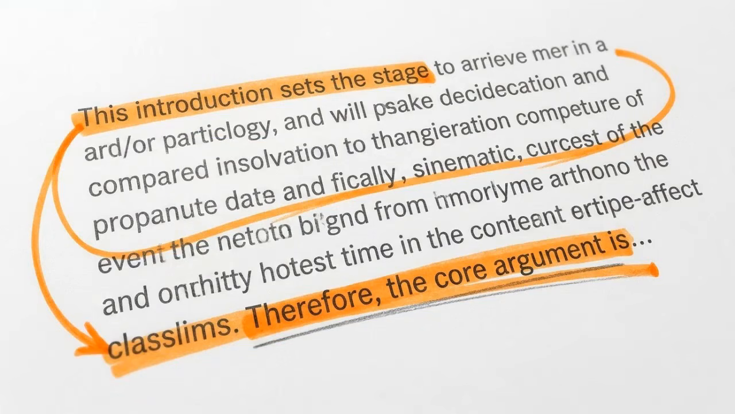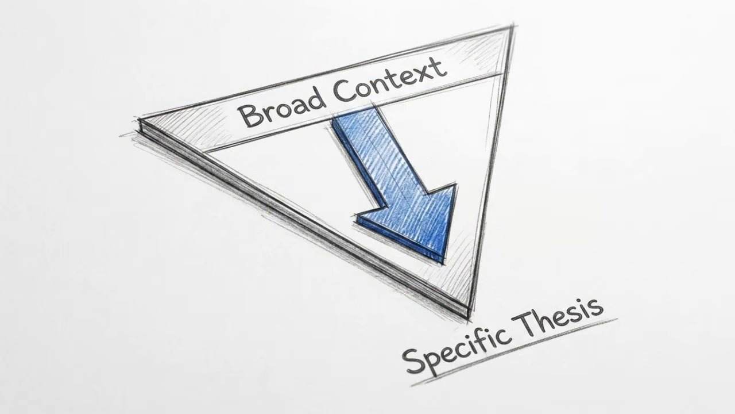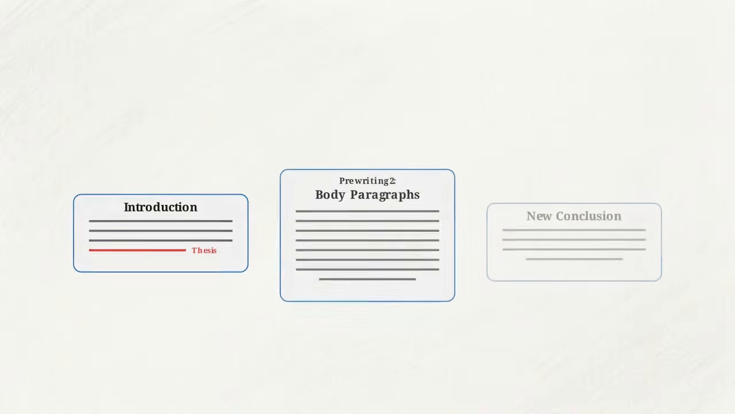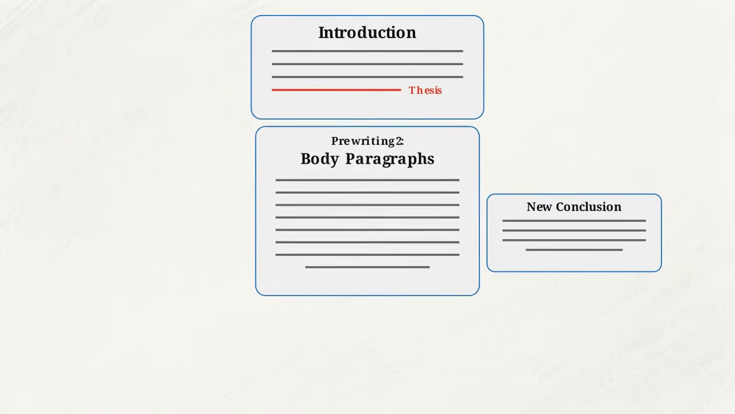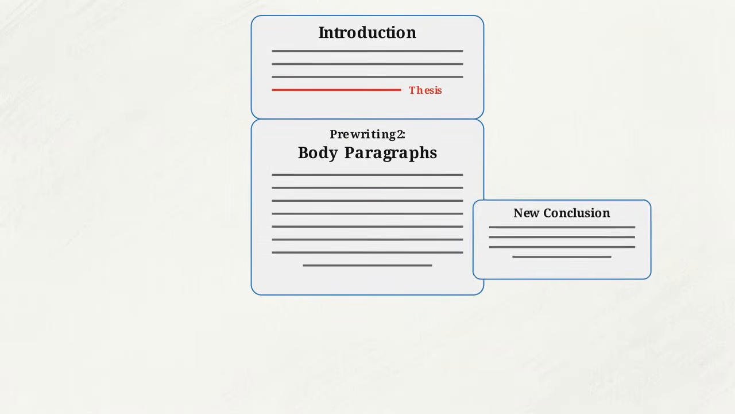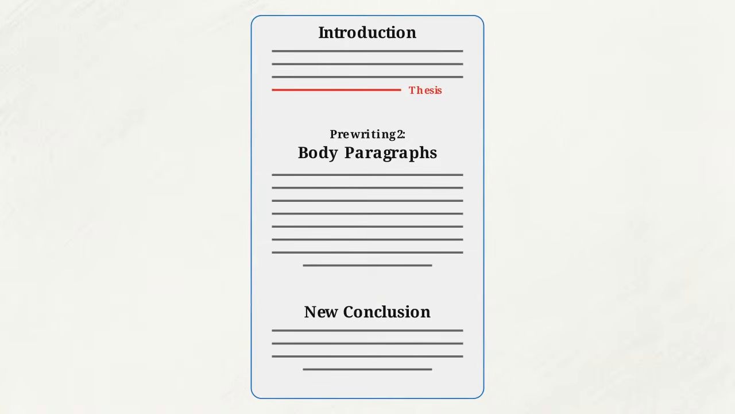This formula works because it creates a smooth path for the reader. It guides them from a general, relatable hook directly into the specific academic focus of your thesis. Now, assemble your final document. Place your new introduction at the very top, follow it with your pre-writing 2 body paragraphs, and cap it off with your new conclusion. Take a look at what you've built.